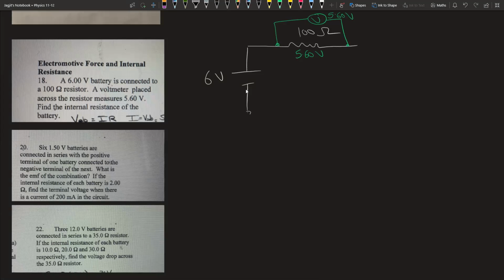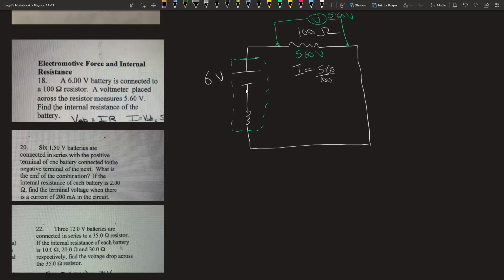Now they're saying find the internal resistance. So we want to find this internal resistance. Let me just draw this one out. This is your battery right here. This is the internal resistance that we've drawn, and this is our circuit. So first thing, we know our voltage is 5.60 and this is 100 ohms, so I can get my current here. My current is going to be V over R, right? So 5.60 divided by 100.